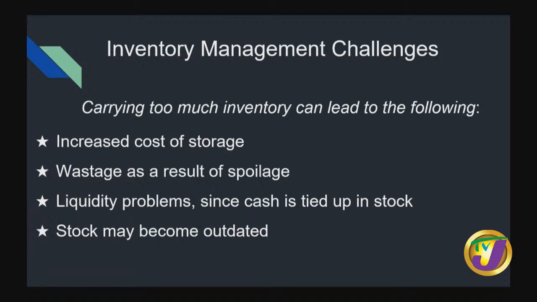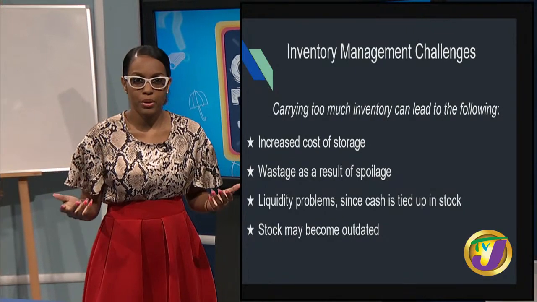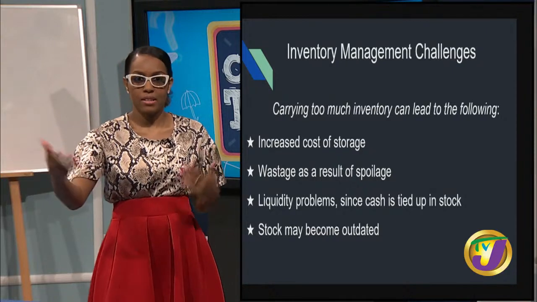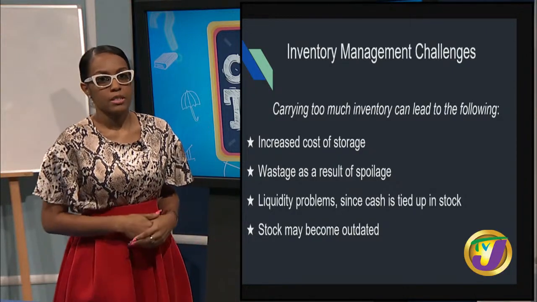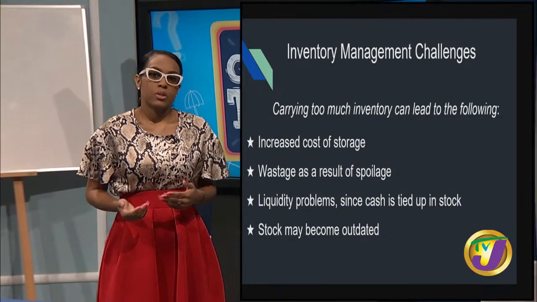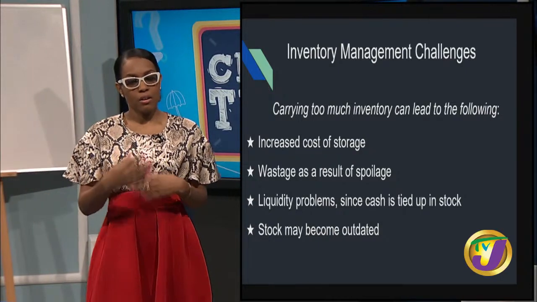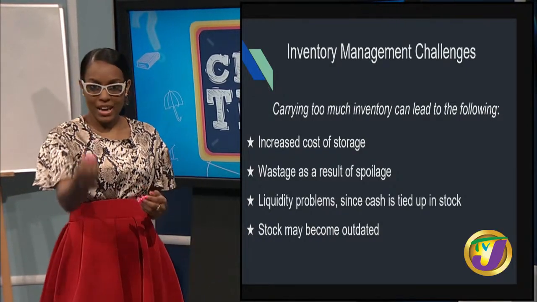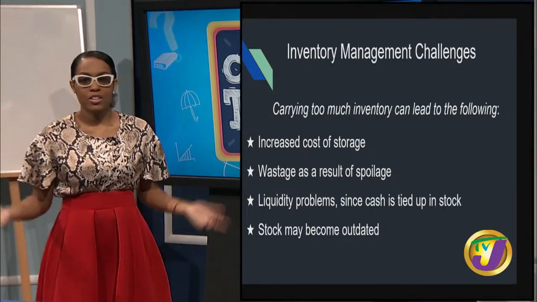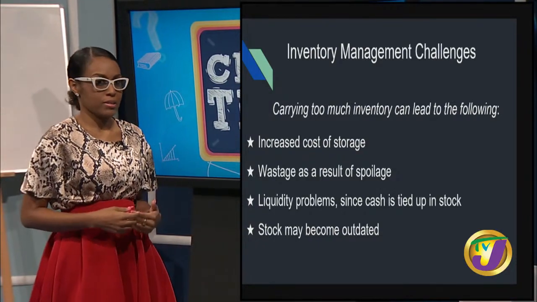Wastage as a result of spoilage. So if you have a lot of stock and, depending on the type of product, you're not selling, it's not going out as fast as it ought to be, you're going to have spoilage taking place. Liquidity problems. Because you have the stock here in the warehouse, you're not selling fast enough to get the cash in hand, so therefore it is tied up in the company. You have the stock, but you're not selling to customers, so therefore money is not coming into the business.